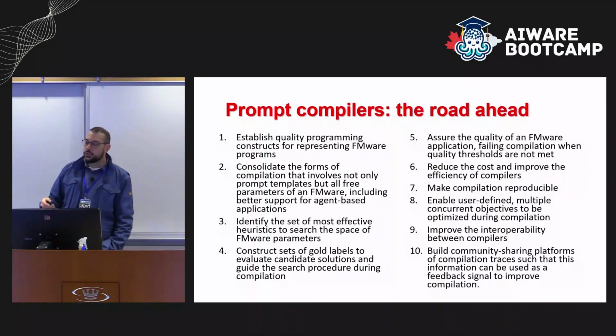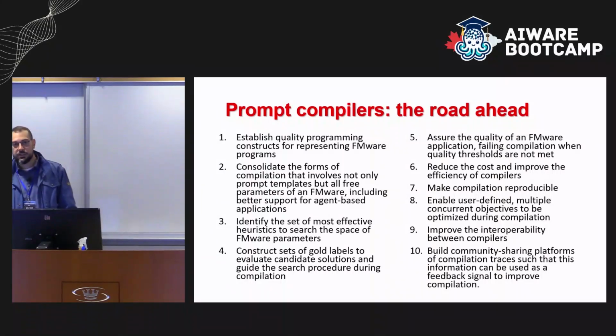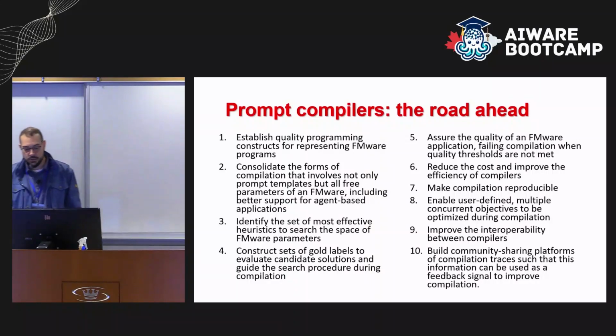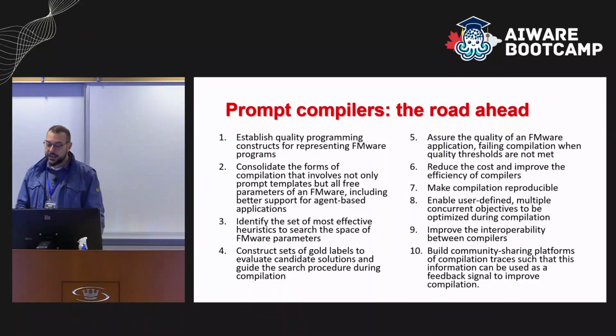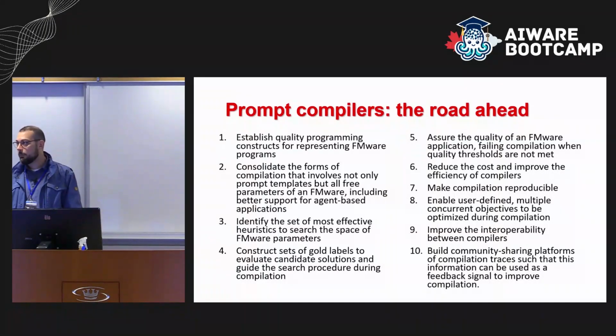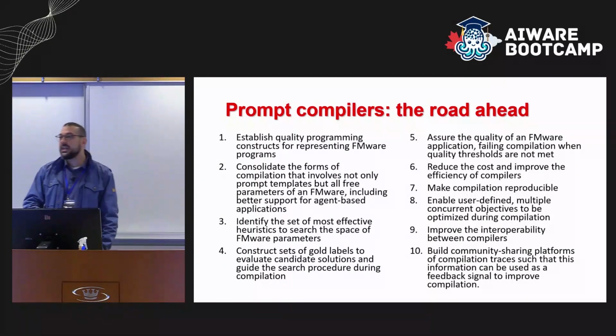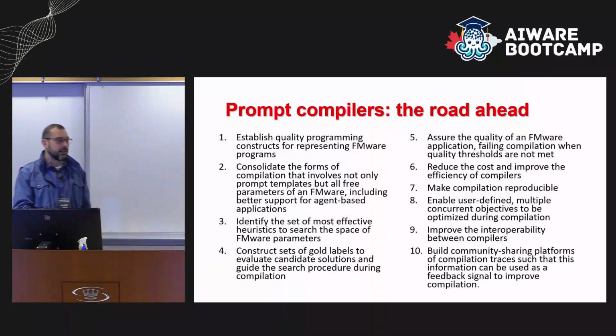We also need to reduce the cost and improve the efficiency of these compilers. They are very expensive to run right now. They do multiple calls to the foundation models. Make compilation reproducible, so you want to run the compiler multiple times and get the same result at the end. Enable user-defined and multiple concurrent objectives to be optimized. Maybe you want to optimize for cost and speed at the same time. These compilers are not allowing this right now.